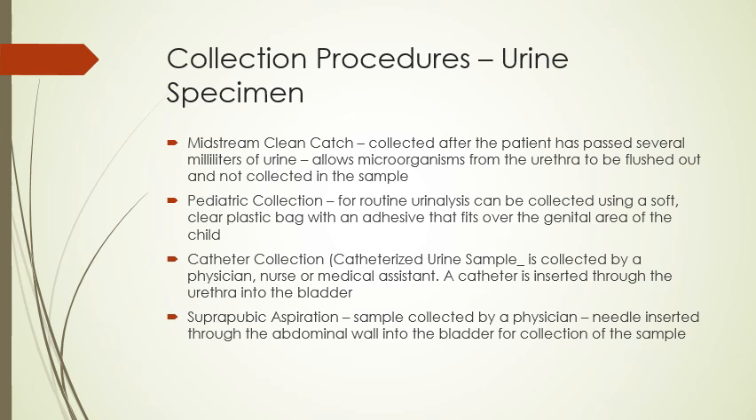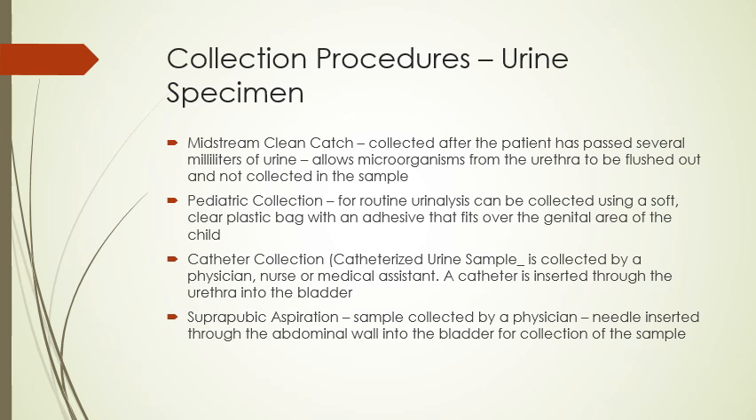Different collection procedures. There's a midstream clean catch. It's collected after the patient has passed several milliliters of urine. So the patient will start urinating, stop, and then the urine will be caught after the stream is stopped once. This allows microorganisms from the urethra to be flushed out and not collected in the sample. The pediatric collection is for a routine urinalysis and can be collected using a soft, clear plastic bag with an adhesive that fits over the genital area of the child.